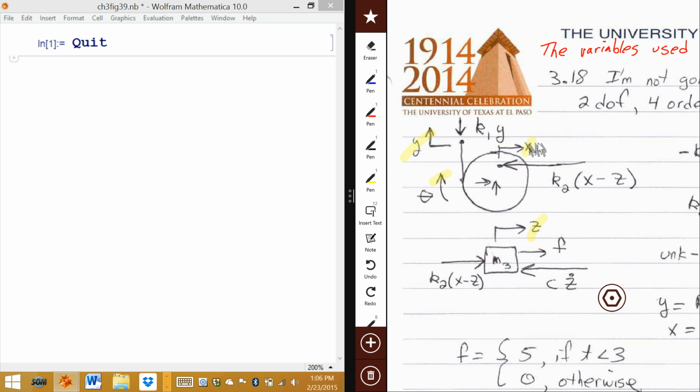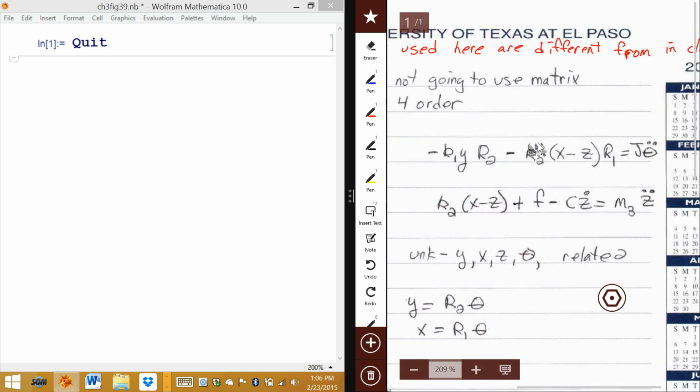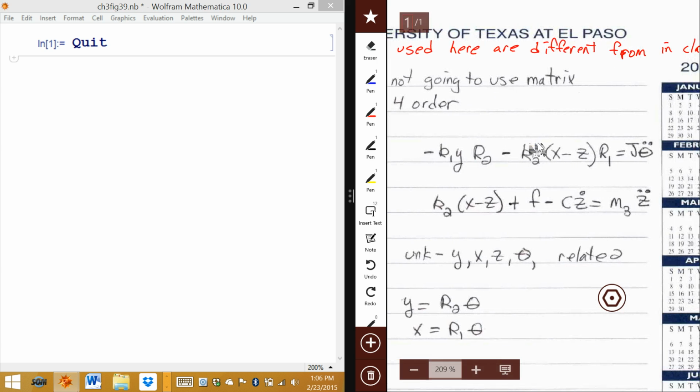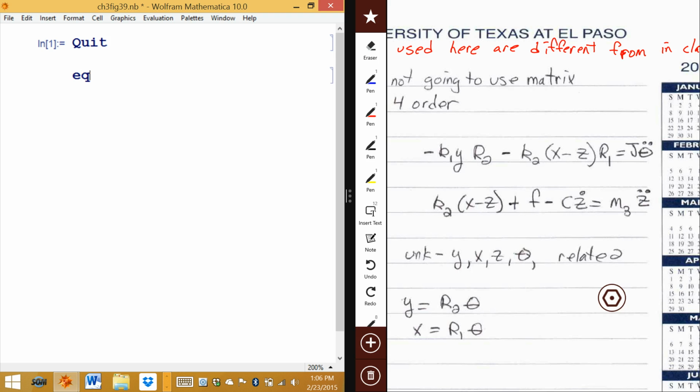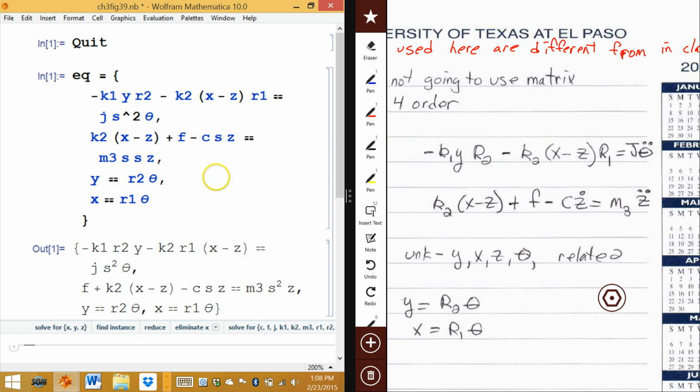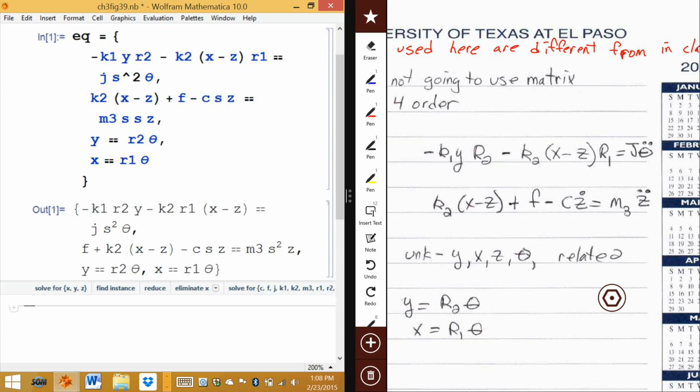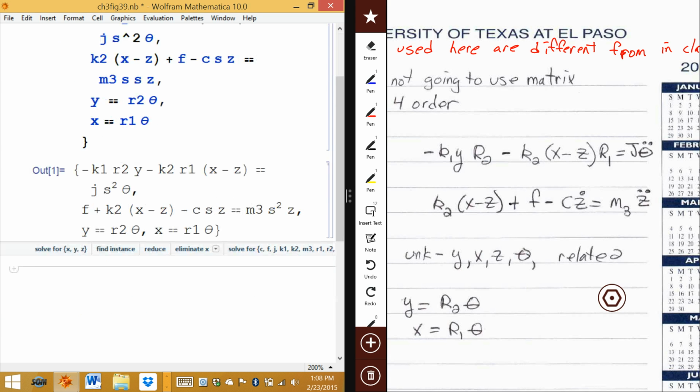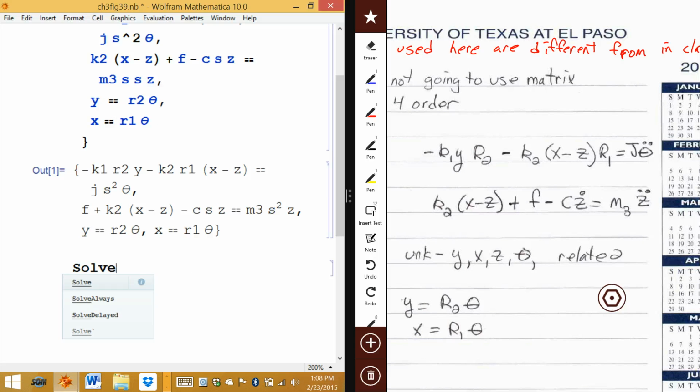So basically, from the free body diagram, I'm going to write these equations. Just like in class I had 4 equations, I'm going to have 4 equations again. I'm going to type them in as quickly as possible. I have the equations typed in. I believe I've typed them without making any mistakes. I execute those, and now I'm going to solve the equations for the 4 variables.